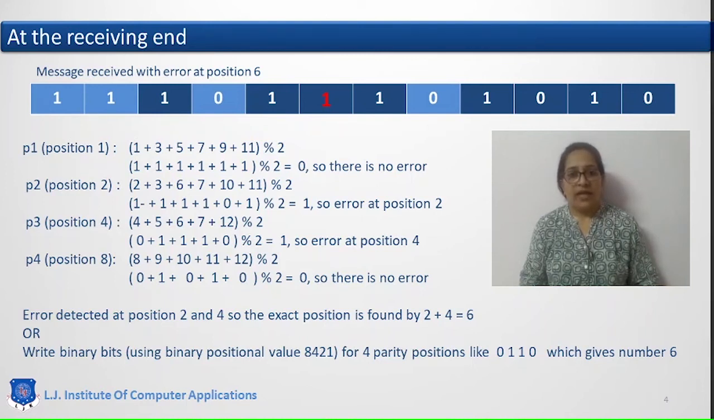Another way is that we can write a binary code for 4 bits, that is using the 8421 coding standard of binary numbers, and we will write 1 where we have the error, means at position 2 and 4 we have error, so we will write 1 1 there, and position 1 and 8 will be 0 0. So the binary code is 0 1 1 0, that is nothing but bit 6.